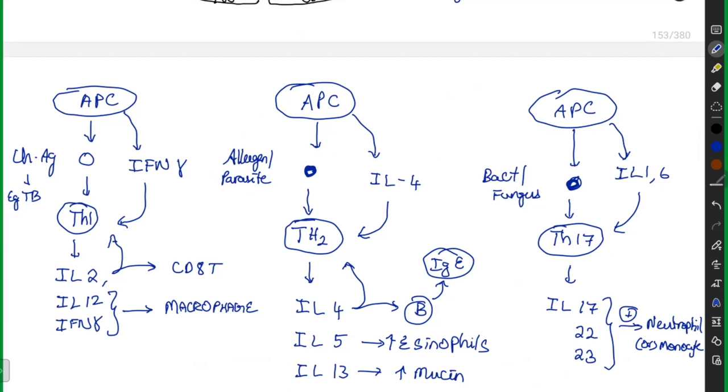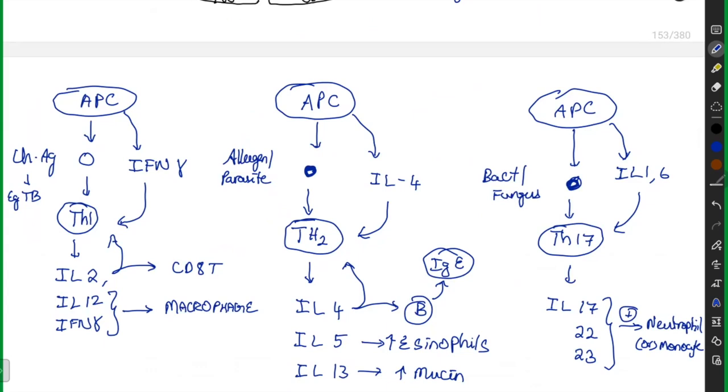Interleukin 2, interleukin 12, interferon gamma. Interleukin 2 is going to stimulate your CD8 T cell and again stimulate your T helper 1 cell for a further increase in cytokines. Interleukin 12 and interferon gamma are going to increase the macrophage number. This is for chronic antigens. Now, in the case of any allergen or parasite, allergy means eosinophils should be there, a type 1 hypersensitivity reaction.